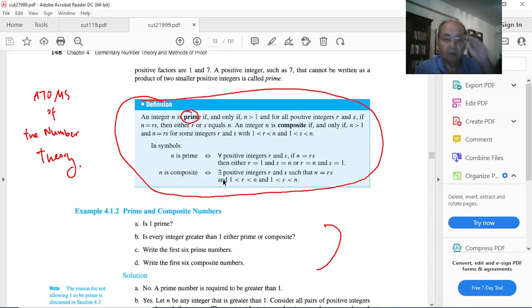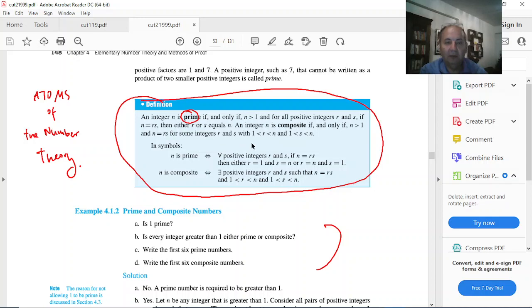Its basic definition: an integer n is prime if and only if n is greater than 1 and for all positive integers r and s, if n equals rs, then either r or s equals n. An integer n is composite only if n is greater than 1 and r and s are not equal to n. If you have two factors, it cannot be prime. Either one of the factors is 1 or equal to n, right?